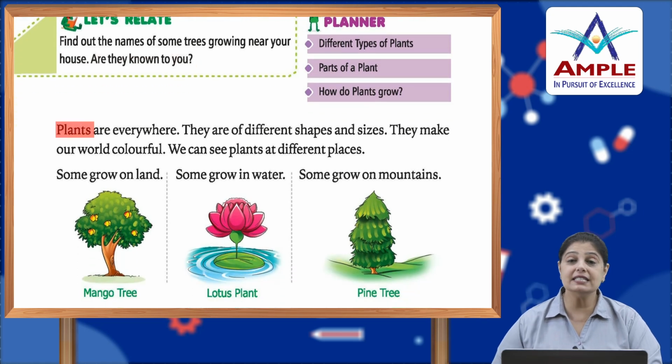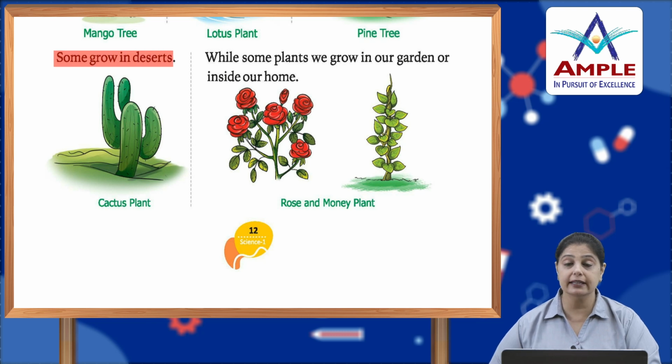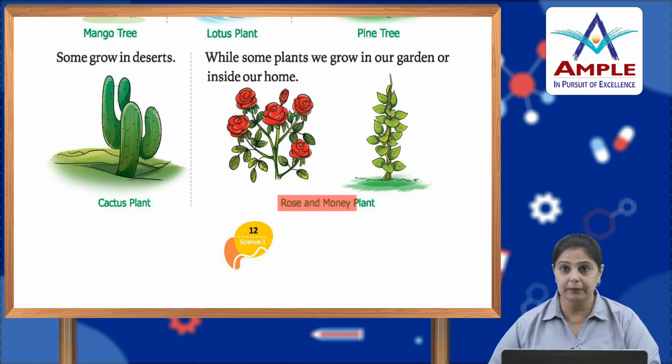Plants are everywhere. They are of different shapes and different sizes. They make our world colorful. We can see plants at different places. Some grow on land, like the mango tree. Some grow in water, like the lotus plant. Some grow on mountains, like the pine tree. Some grow in deserts, like the cactus plant. While some plants we grow in our garden or inside our home, like the rose and money plant.